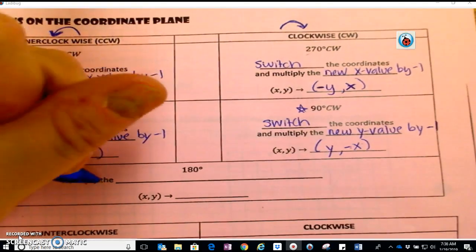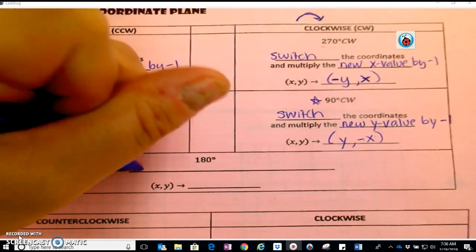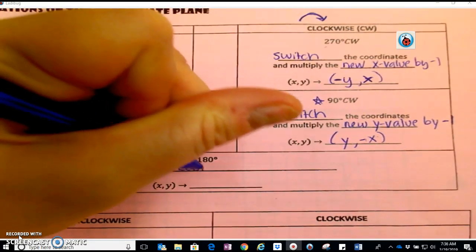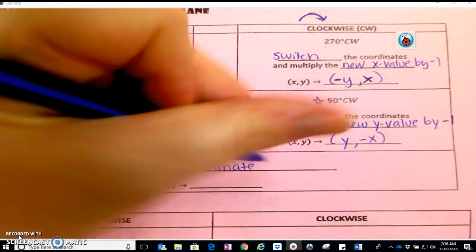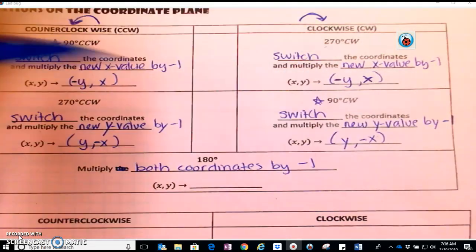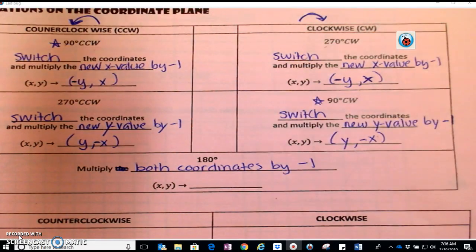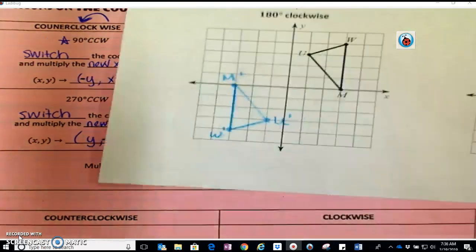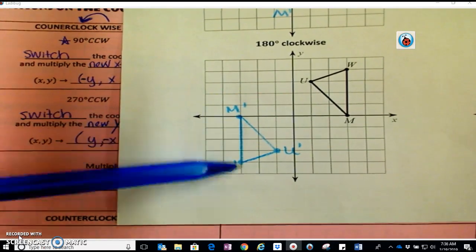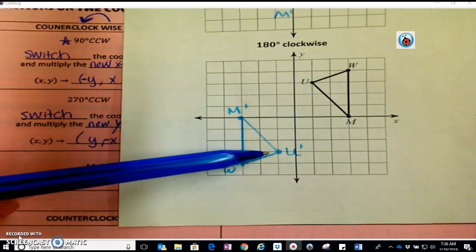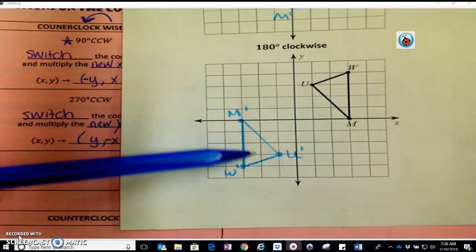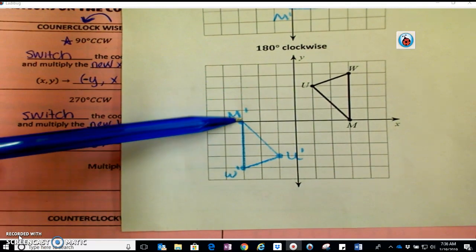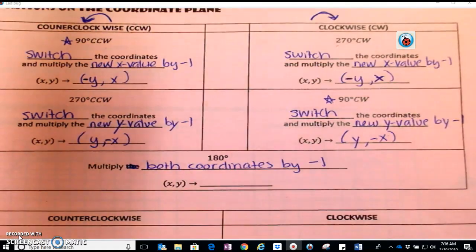So this time you're going to multiply both coordinates by -1. And remember when we did the dilations, when we multiplied by a negative, it turned the figure. So it turned our image. So let's see here. There it was. So it turned it. In this case, because it's multiplying by a 1, the size doesn't change, but because it's negative, it rotates it 180 degrees.